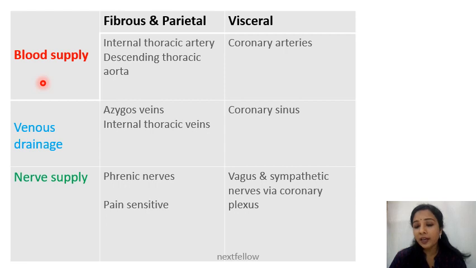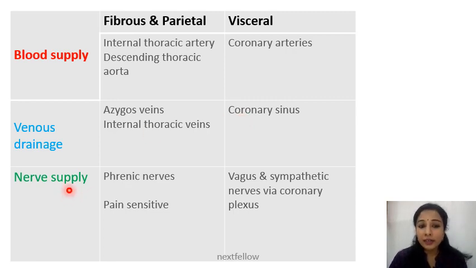This epicardium, that is the visceral layer, is supplied by autonomic nerves because it is developmentally along with the heart. For the blood supply, the fibrous and parietal layers get a common blood supply: the internal thoracic artery and descending branches from the descending thoracic aorta, meaning pericardial branches. The visceral layer is supplied by the coronary artery which supplies the myocardium. For venous drainage, along with the body wall, it drains into the azygos vein and internal thoracic veins, whereas the visceral layer drains into the coronary sinus, which drains most of the heart.